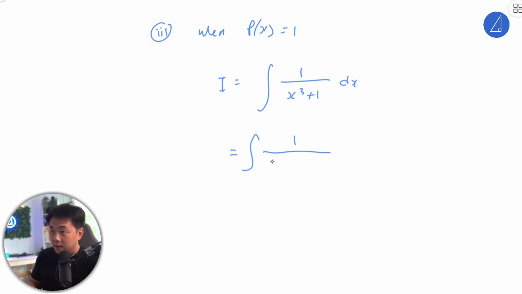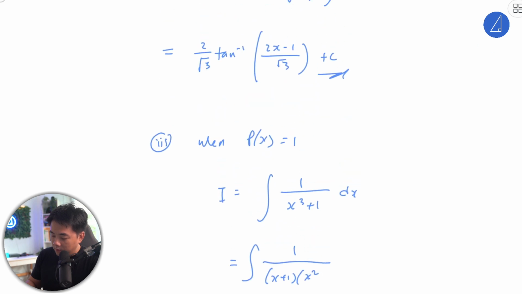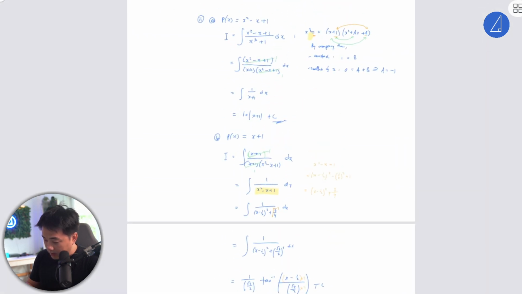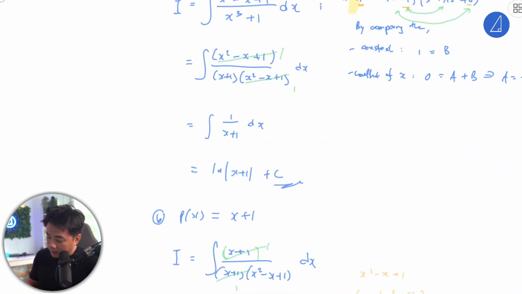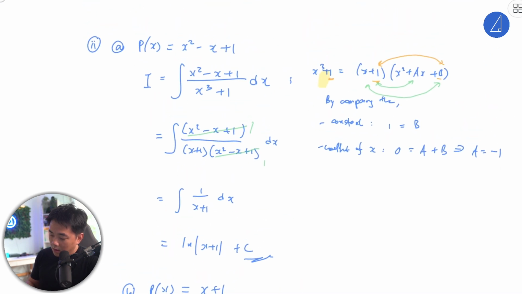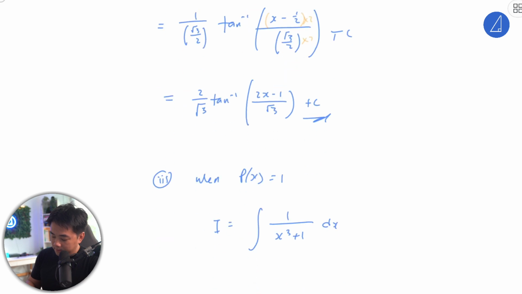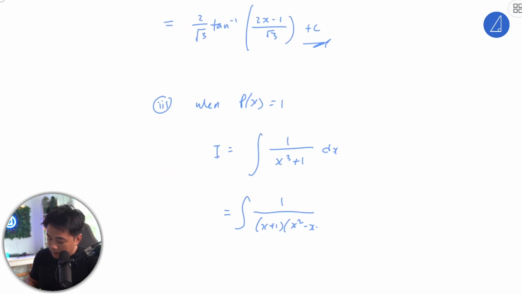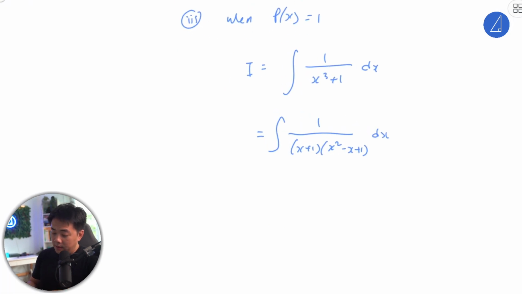After which we could also write this by factorizing the denominator, which is (x plus 1)(x squared minus x plus 1). So x cubed plus 1 will be just that. Okay, we just do this first.